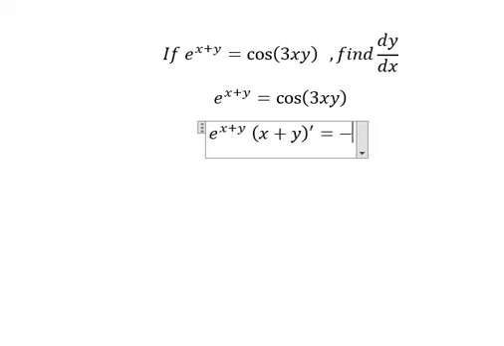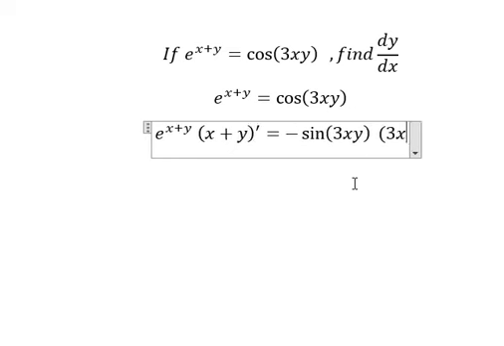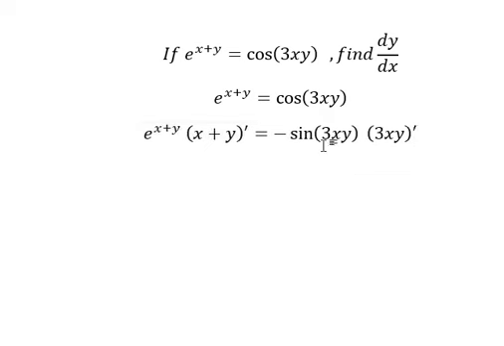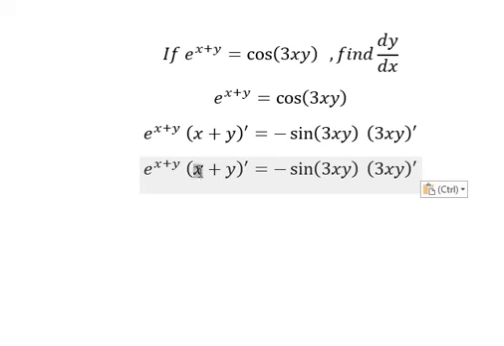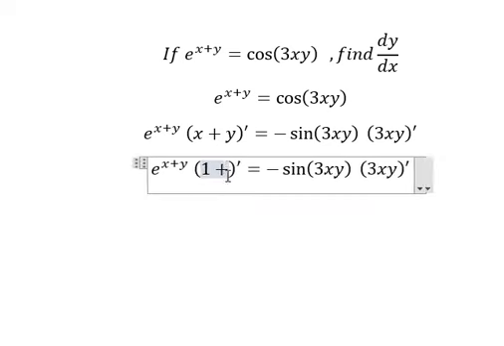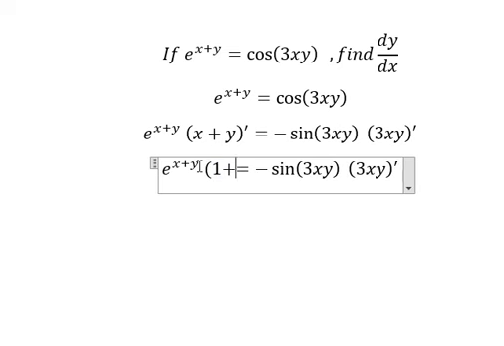This one we have negative sign of 3xy. Later that we need to do first about 3xy. So this one we have number 1. This one is about first the derivative of y. So we can put like this.